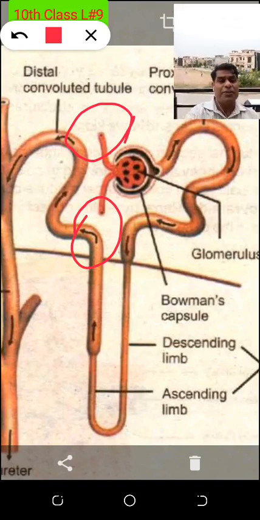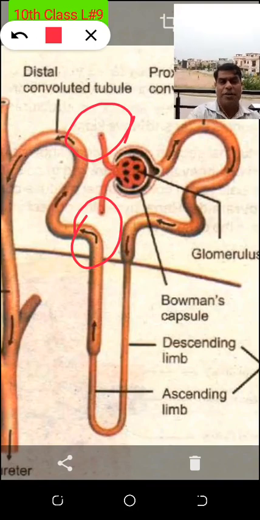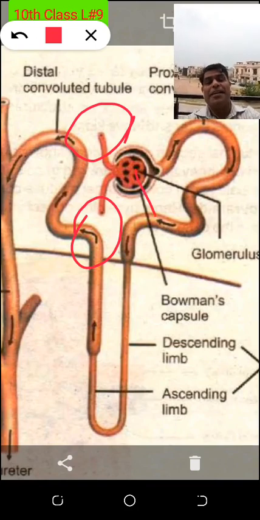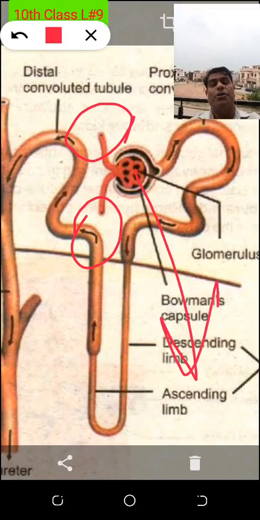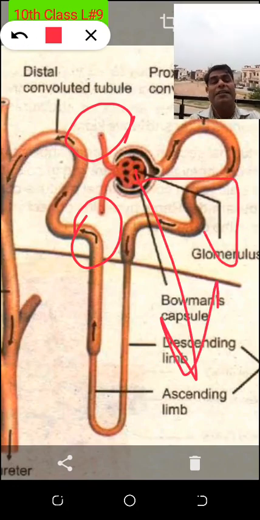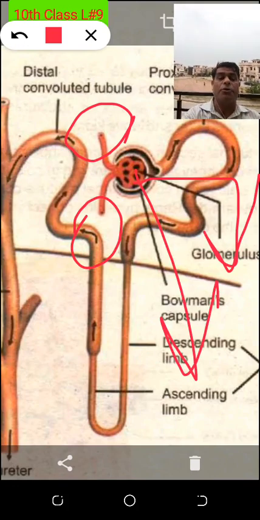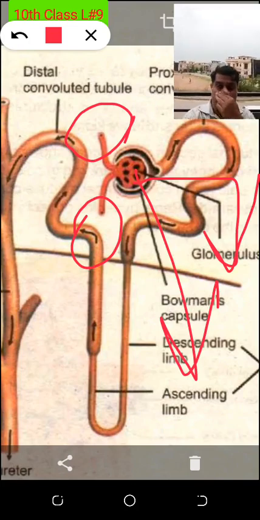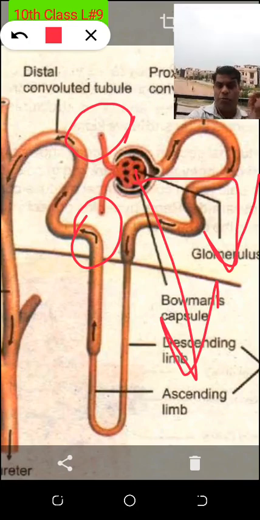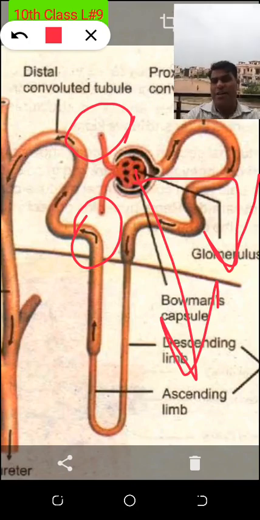Now the nephron has to justify itself. The nephron says these capillaries are called the glomerulus. Here it is written: glomerulus. I will show you one slide as well. The glomerulus is closely related to pressure filtration.